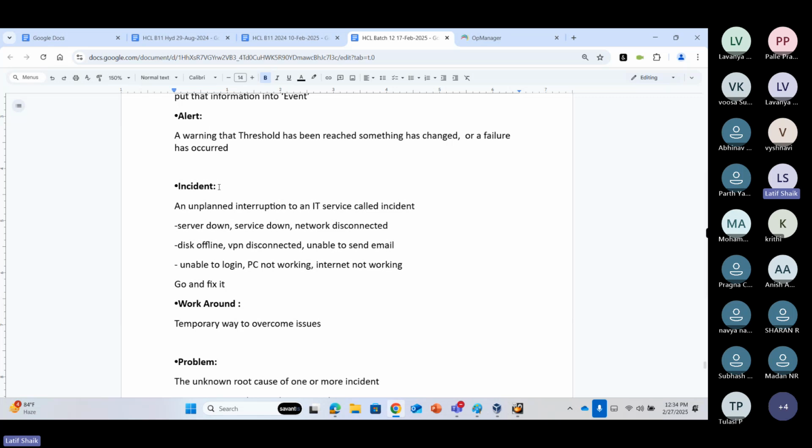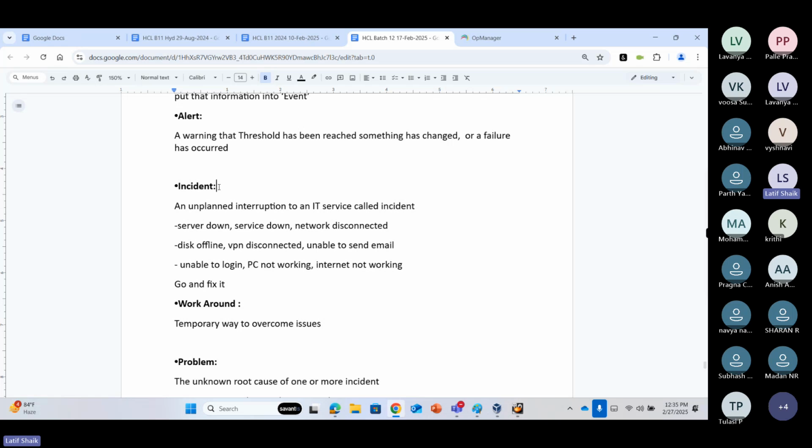In incidents there are also different impacts and priorities. Different kinds, like a single user base or maybe multiple user base, or business loss related impacts. All these are incidents. So any incident that occurs.